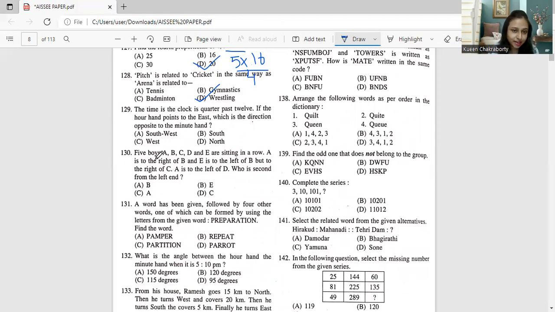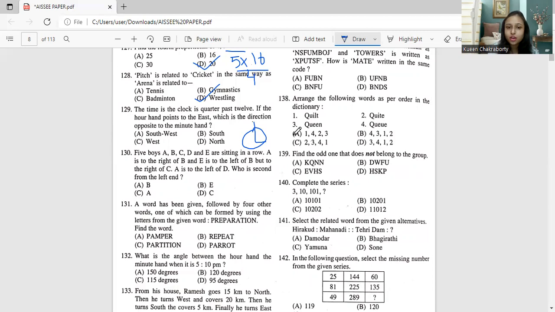Moving on to question 129. The time in the clock is quarter past 12. If the hour hand points to the east, which is the direction opposite to the minute hand? Let's imagine this is quarter past 12, so 12 is here, that's 12:15, right? And it says that if the hour hand points to the east, what is the direction opposite to the minute hand?